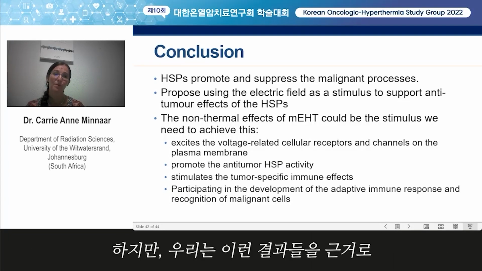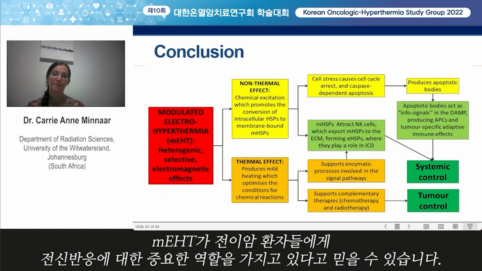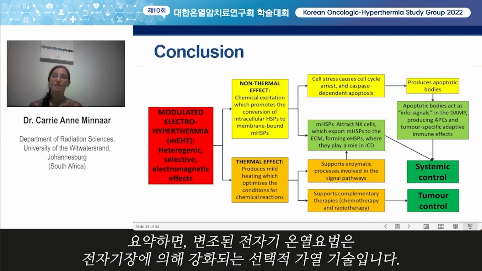However, we do believe that there is a significant role for MEHT in the systemic treatment of metastatic disease based on these results. So to summarize, modulated electrohyperthermia is a selective heating technique that is enhanced by the electromagnetic fields.